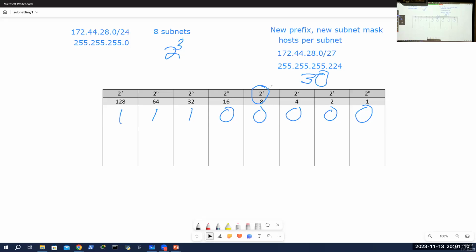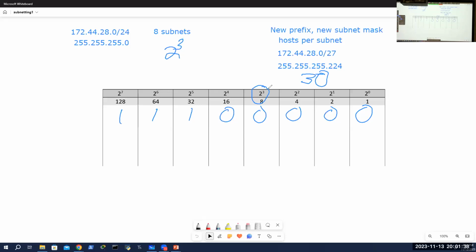To find the number of hosts, can you just do 256 divided by the number of subnets and then subtract 2 from that answer? So the number of hosts, which would be 30: 256 divided by 8 minus 2. Yes, you could do that as well.